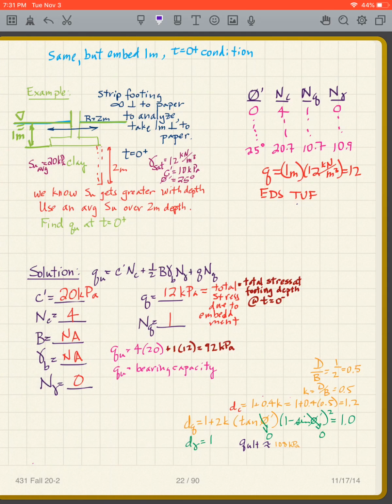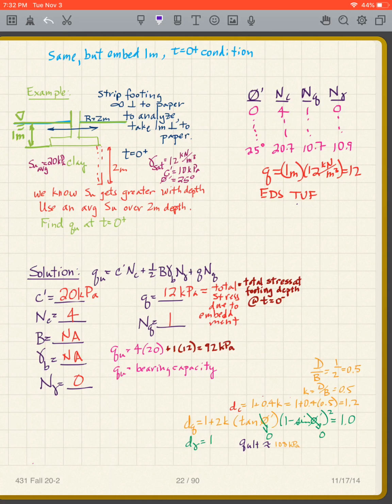Okay, so now we've got the same problem, but we're going to embed it 1 meter. In other words, I've now put the same problem, same soils, everything, width of 2 meters, but we're going to embed it 1 meter. So now we've embedded our footings, which is what we're supposed to do. We really shouldn't be building things at the ground surface.